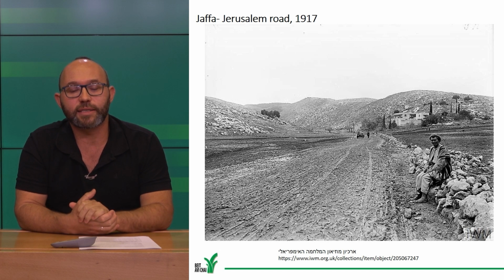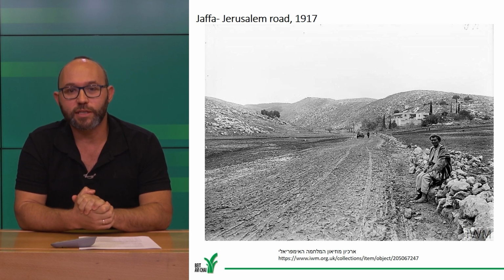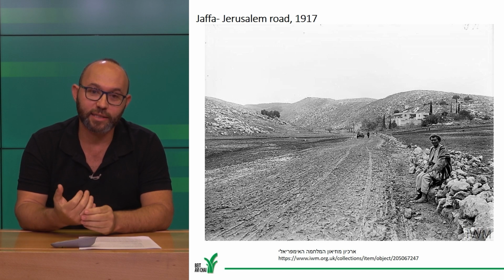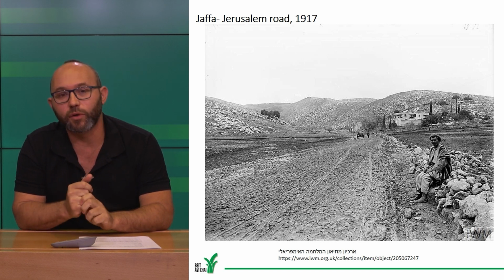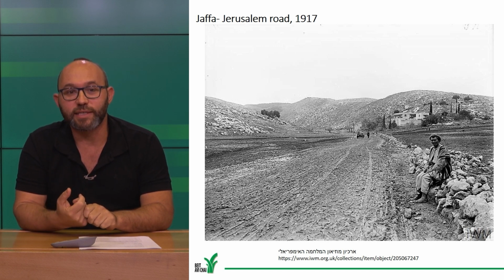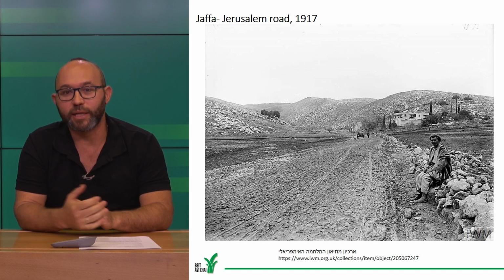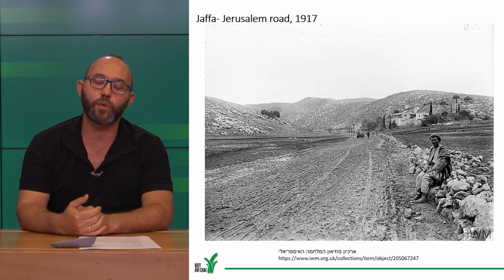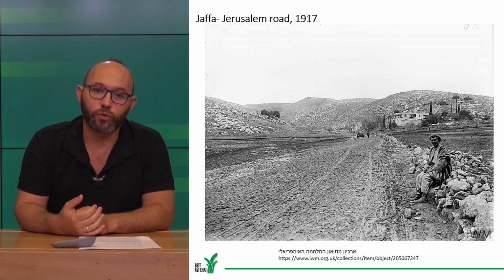In 1860, the Ottomans for the first time paved the road to Jerusalem, which has an immense effect. From now on, you can go to Jerusalem from Jaffa in 6 hours, and in a carriage, which is much more convenient. That, in fact, opens the way for tourism to come to Jerusalem.